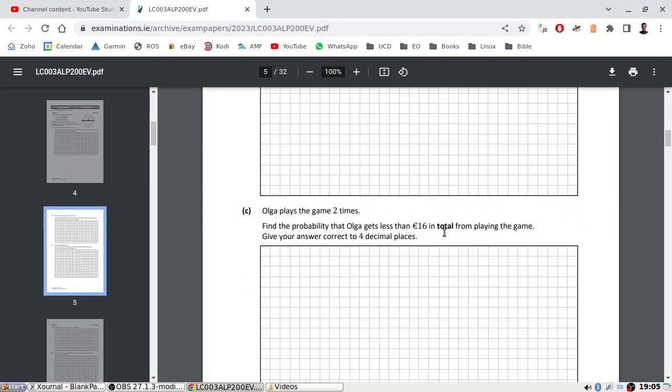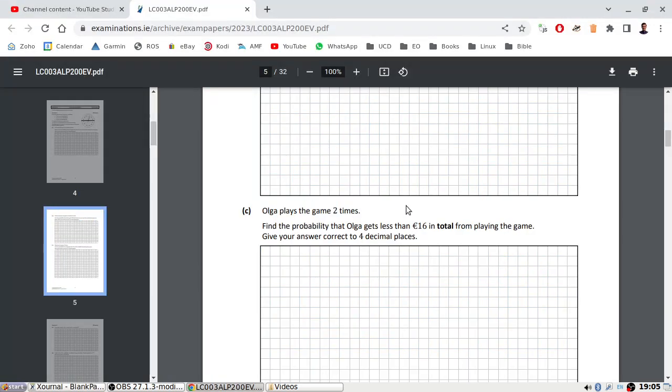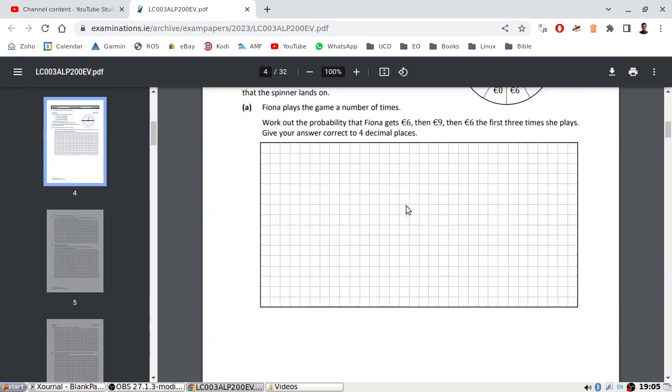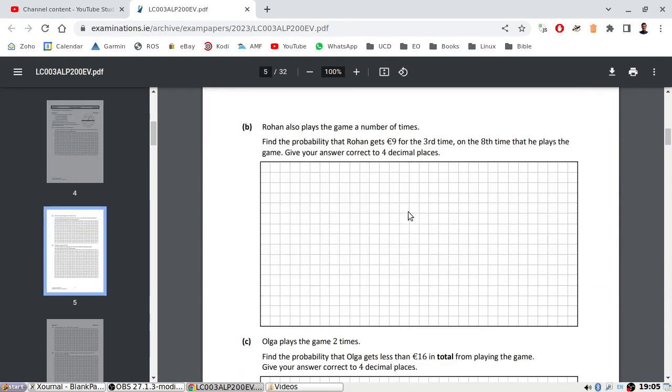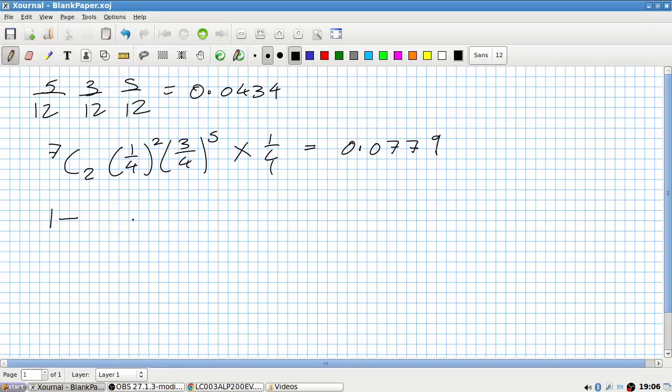And then the last one, the only way she could get less than 16 in total is that 1 minus the probability that she gets more than 16. And the only way she can get more than 16 is if she gets 9 twice. And 9 is a 3 in 12 chance, or 1 in 4. So 1 in 4 times 1 in 4 is 1 in 16. So that's 5 in 16. 5 divided by 16 is 0.